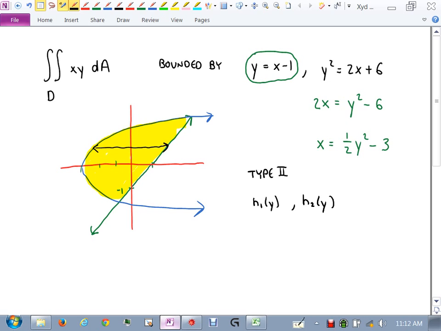So if we look at it, the h2 will be the one to the right, the h1 will be the one to the left. So you have to figure out what the line and the parabola are, what their equations are if you solve them for x. We already did that with the parabola. We have not done it for this one. So we need to solve that for x, and we get what? y plus 1. So this one is just x equals y plus 1.